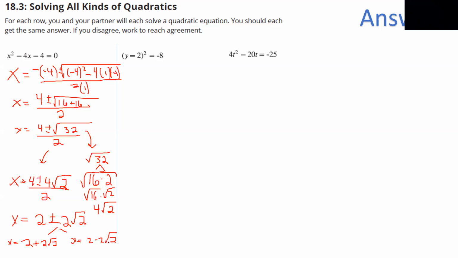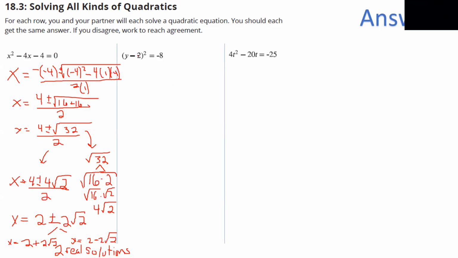Now, you should know that these are not imaginary because they don't have i's. We did not have a negative inside the square root. So in this case, you would say these are two real solutions. And the reason why they're real solutions is because you did not take the square root of a negative. All right, cool. If you did not get that as your answer, hopefully you now understand how to solve this quadratic equation with the quadratic formula.